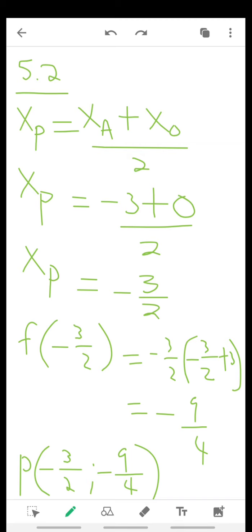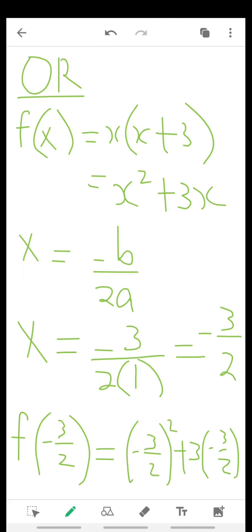So for me to find y, which is the y coordinate of the turning point, I must substitute the value of x for P into the original function f. When I substituted it back, I got minus 9 over 4. That means the coordinates of P will be (minus 3 over 2, negative 9 over 4).